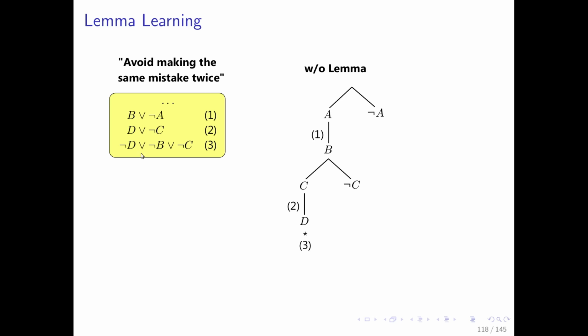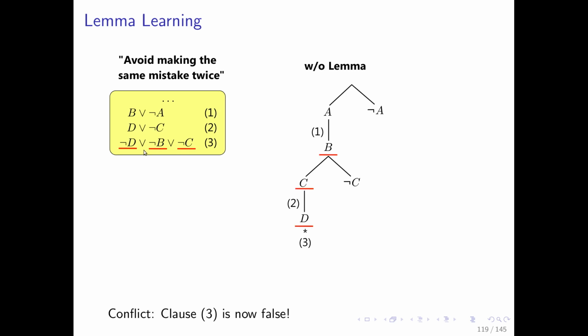This is true by D, and this is the only clause that isn't true. Let's see. Is there any choice? Well, this is false, and this is false. So what we've actually got is a closed branch here, because there's no way that we can make this clause true. So conflict. Clause 3 is now false.